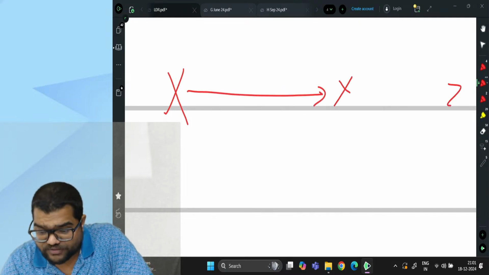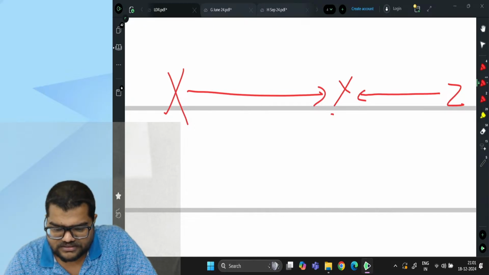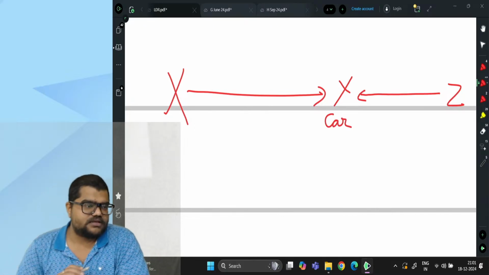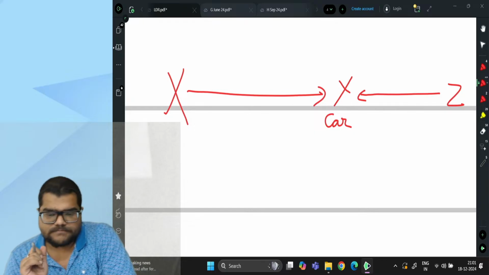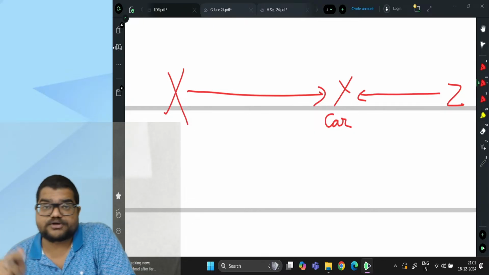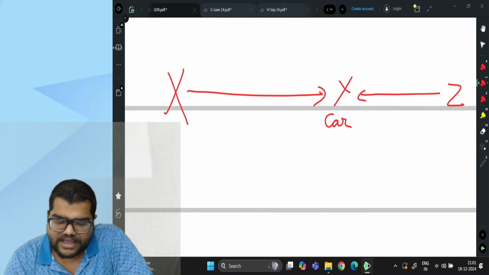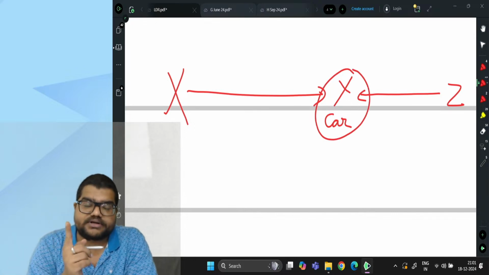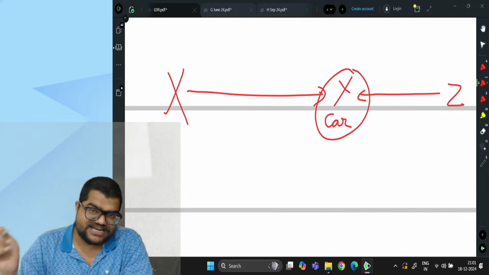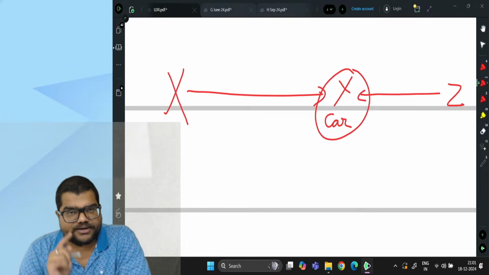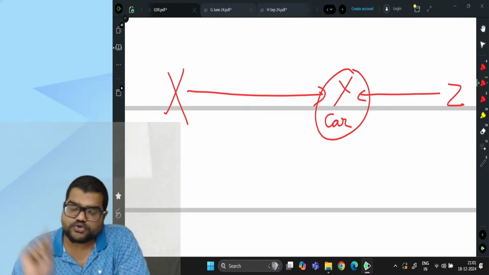Now Z says to Y that this car is mine. So the car is basically with Y, which X had given to Y. Now Z says that the car belongs to him. Now as Y, if I happen to return the car to X, Z will sue me. If I happen to return the car to Z, X will sue me.